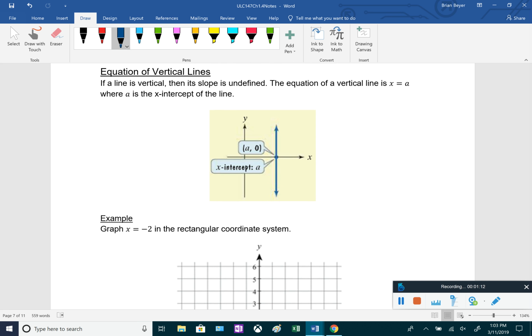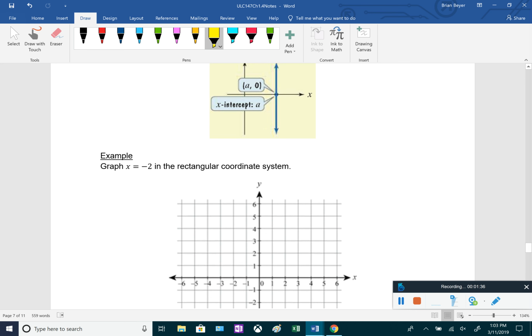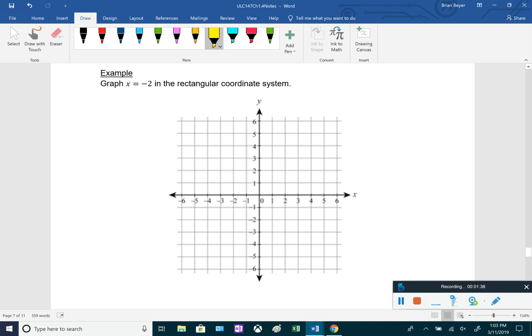So for vertical lines next, if a line is vertical, we said that the slope is undefined. So what this ends up meaning is that the equation of a vertical line is going to be x equals a, where a is the x-intercept of the line. So if it's x equals a number, it's a vertical line at that x-intercept. So let's do this example. So graph x equals -2. So we go over to -2. We know it's a vertical line, so x equals -2 for the x-intercept, and then we draw a vertical line. And we get this, and we label it, so that would be our graph.